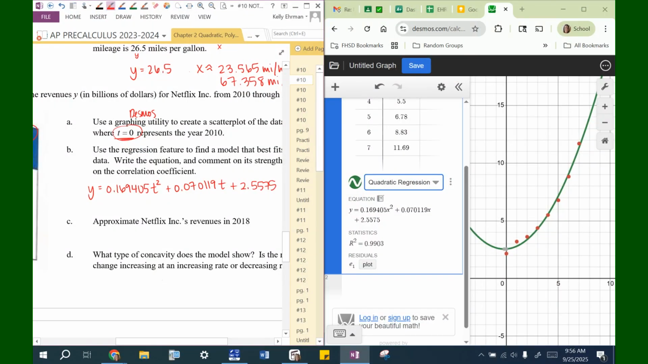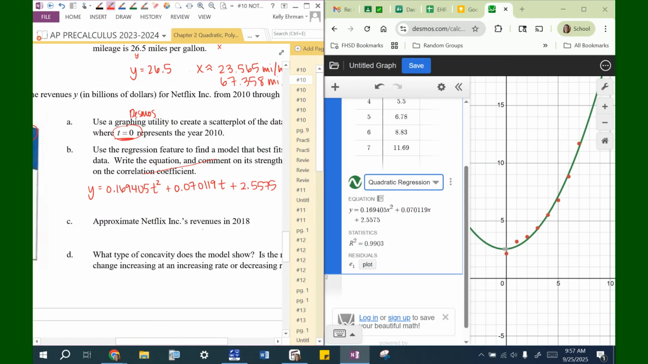Comment on its strength. This is better than linear because the graph fits closer to more of the points. Its R squared is higher, which is related to correlation. I'm not going to write that down. You won't have to write that down for me, and you probably won't need it for your AP test.